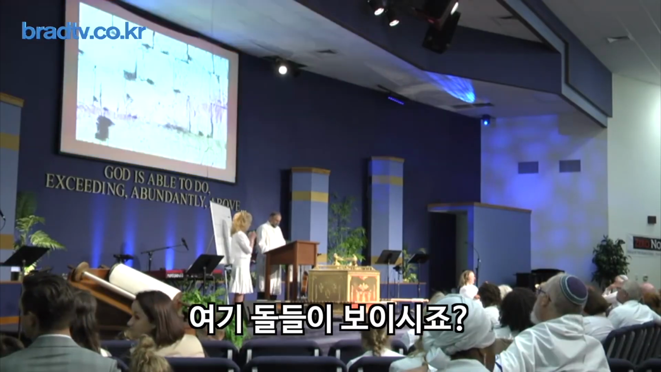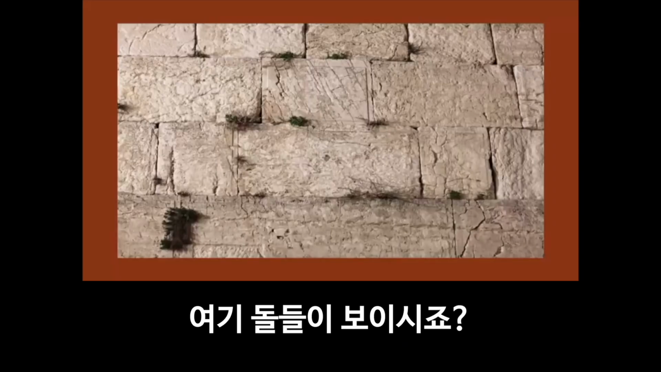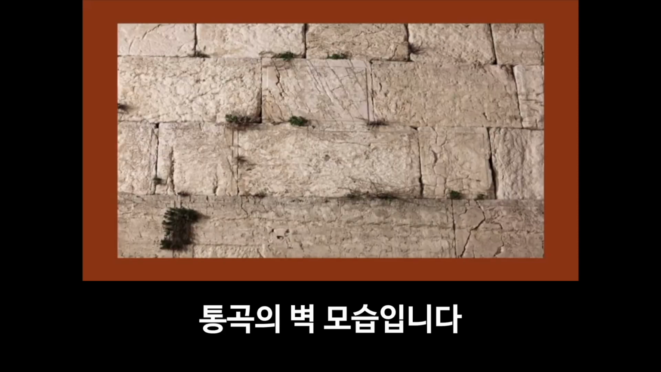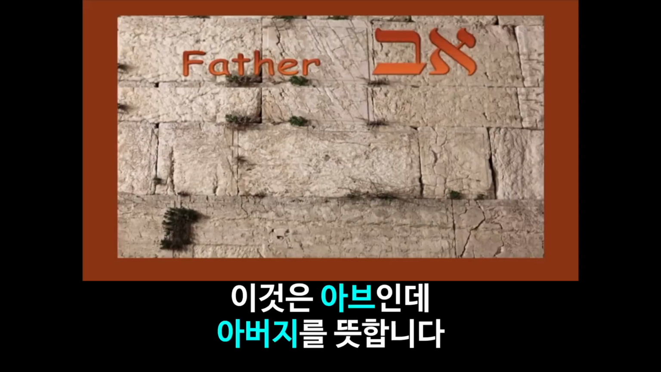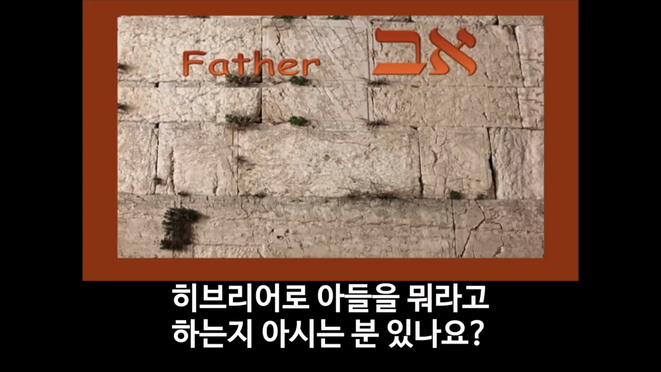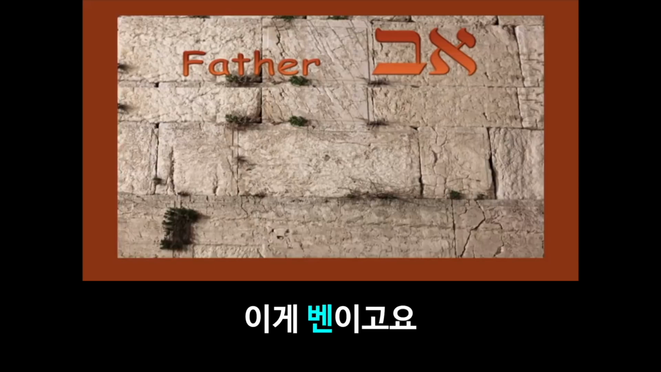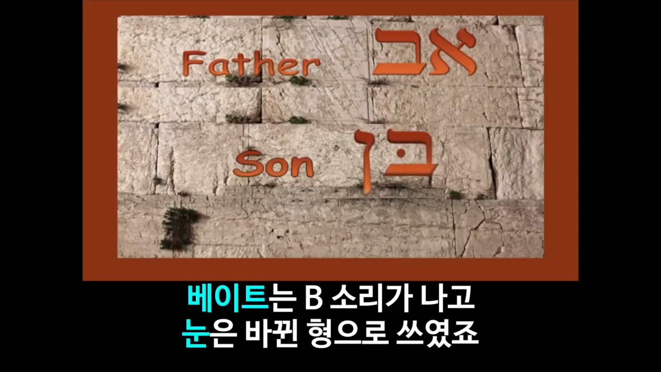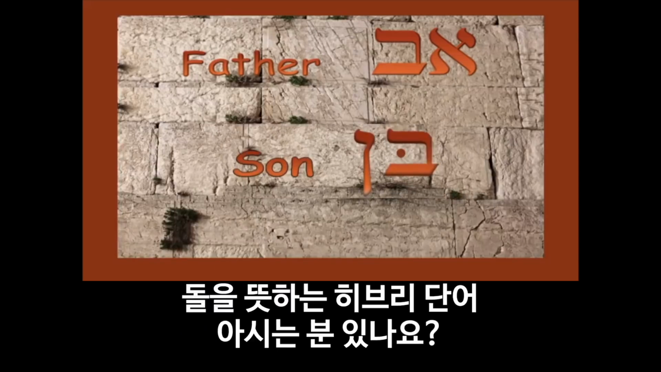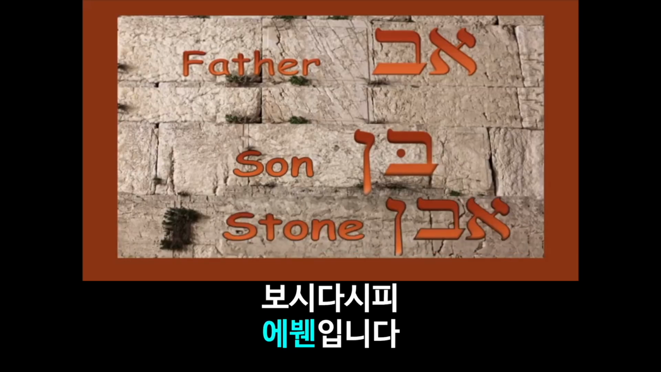We're going to see. Now, do you see these stones of the western wall, right? Now take a look at this. Here's a word we know, Av, which is father. Son. Anyone know the Hebrew word for son? There's Ben or Bar. Here's Ben. It's the B sound with the final noon. Does anyone know the Hebrew word for stone? It's Even. Okay, so here's Even.